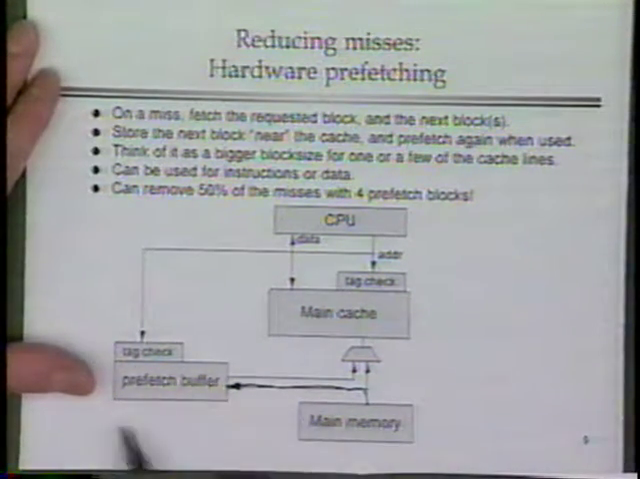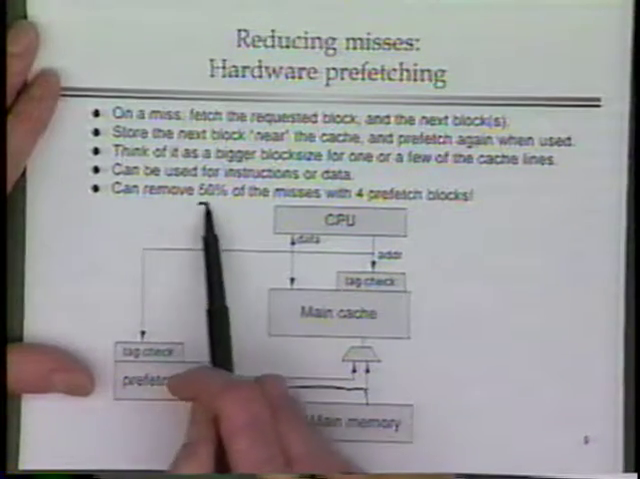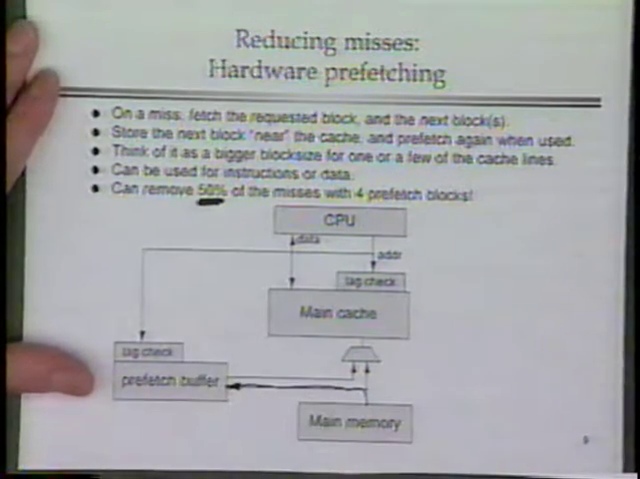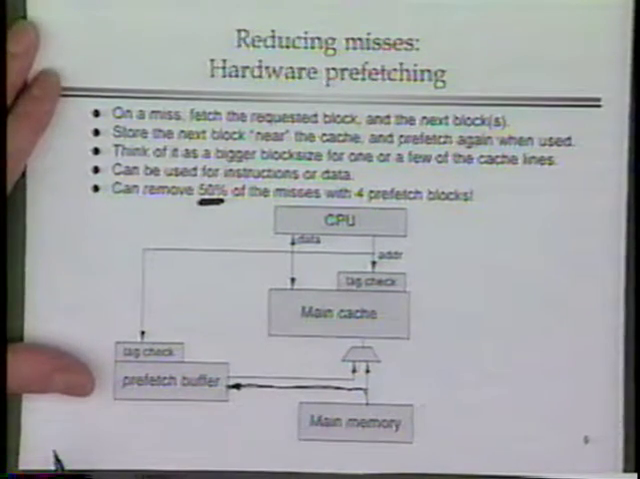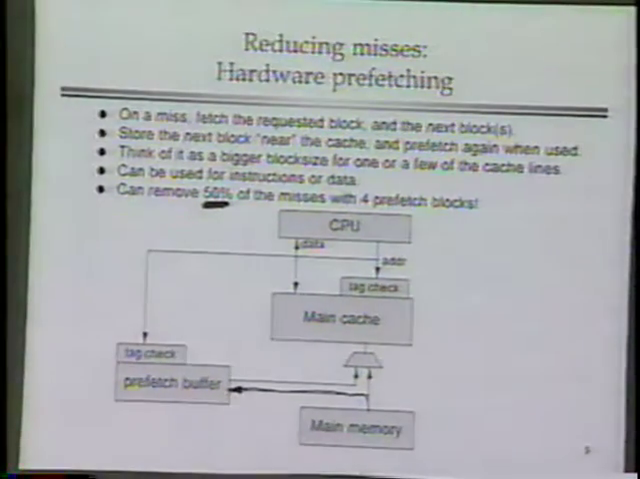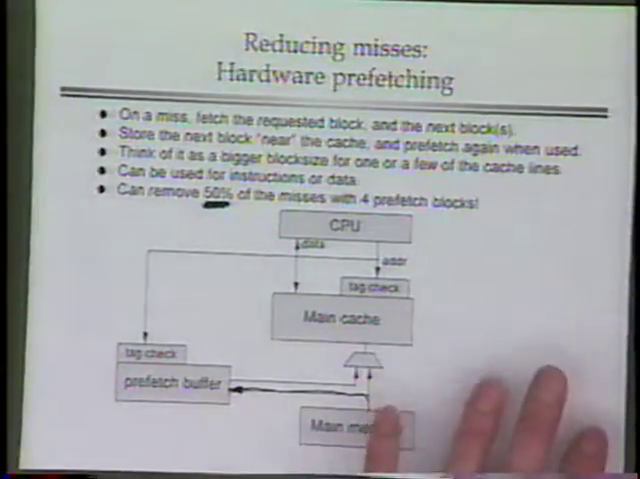Another one of these simple ideas, it takes very little hardware and can have a dramatic effect, like removing 50% of the misses, even if you only have 4 prefetch blocks. It particularly works well when you're doing sequential accesses. So for instructions, it can clearly be a big win. For data accesses, it may or may not, depending on the sequentiality of data references. Okay.